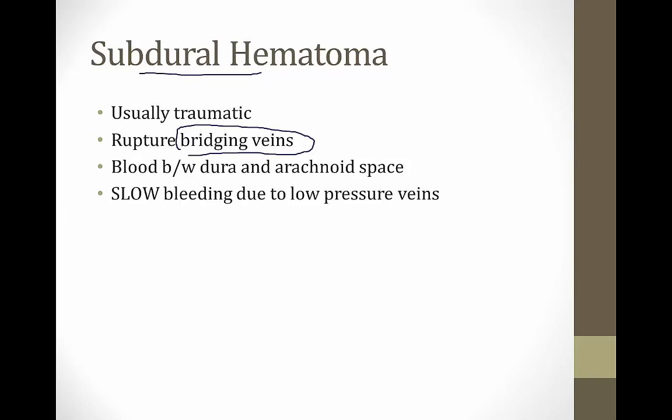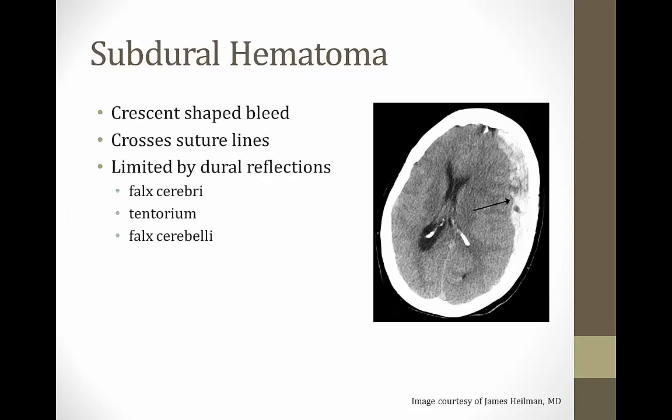These patients get blood between the dura and the arachnoid space, and it's high yield to know that, and it's usually a slow bleed because these are low pressure structures, so the symptoms won't come on as acutely after the trauma as you would see in epidural hematoma. The key finding on a head CT is a crescent-shaped bleed.